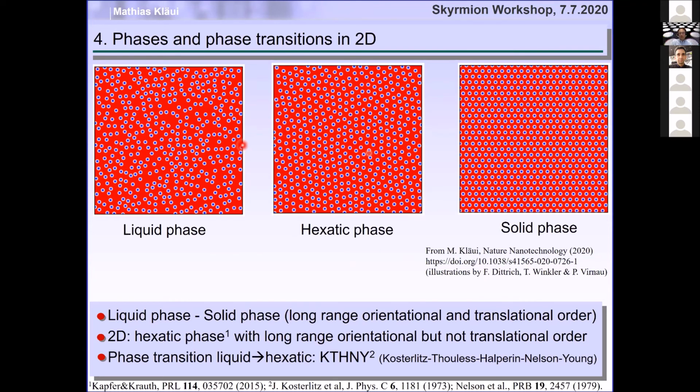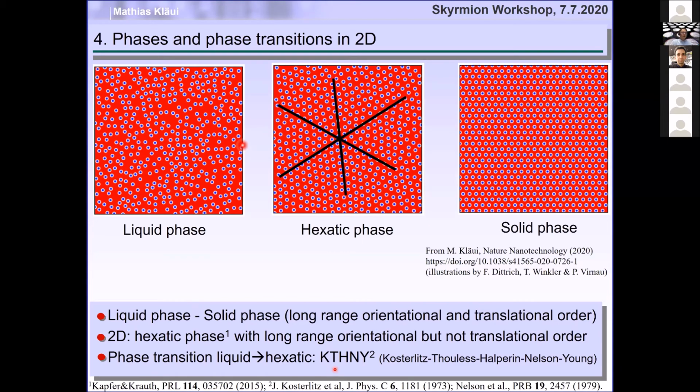This hexatic phase has no long-range translational order, but it has long-range orientational order. You can see this if you draw these axes. You see there is order in the directions, but the distances vary. And the phase transitions between them can be topological phase transitions. For instance, liquid to hexatic, the Kosterlitz, Thouless, Halperin, Nelson, Young theory, was predicted to be such a phase transition.